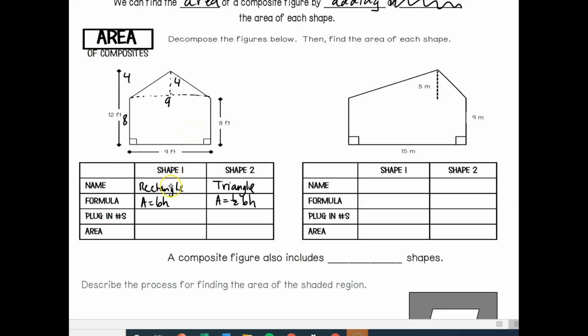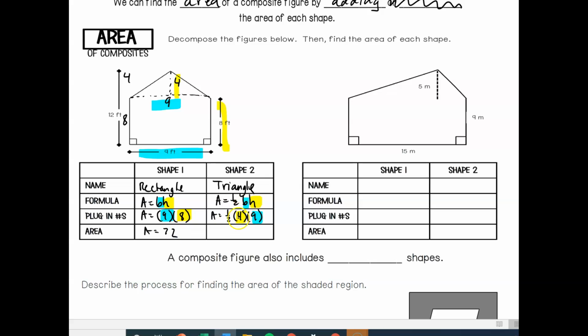Recognize that shape 1 is a rectangle. That formula is area equals base times height. And shape 2 is a triangle. That formula is area equals 1/2 base times height. So we'll just plug the numbers in now. So our area of the rectangle is 9 times 8, our base and our height, so area is equal to 72.